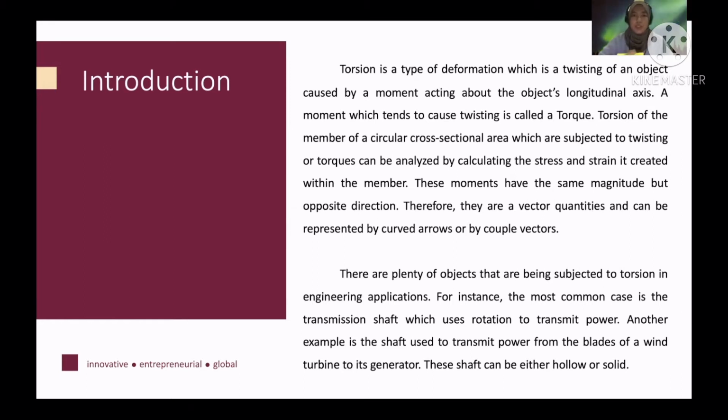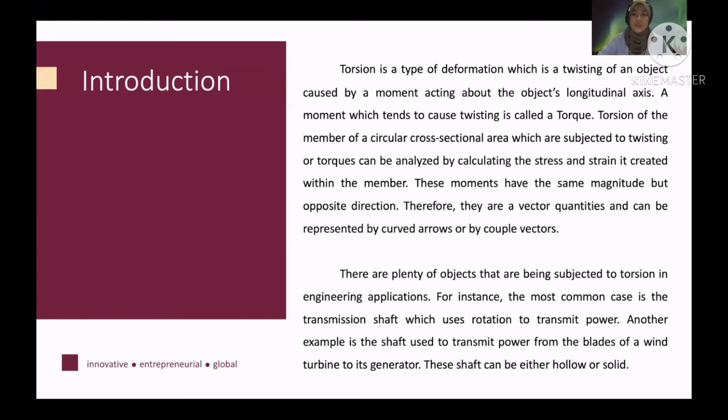A moment which tends to cause rotation or twisting is what we call torque. Torsion will generate stress and strain within the member or the shaft. Therefore, we can analyze torsion by calculating the stress and strain it creates within the member. And this moment has the same magnitude but opposite direction.